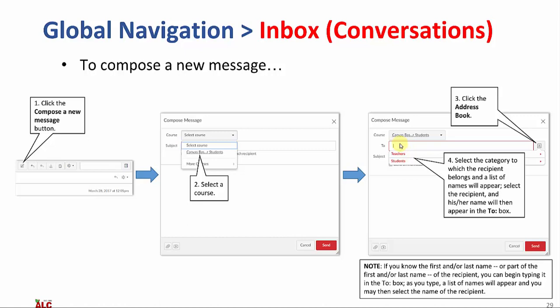The other option is, if you know the first and or last name or part of the first or last name of the recipient, you can begin typing it in the To box here. And as you type, a list of names will appear and you may then select the name of the recipient and the entire name will appear in the To box.